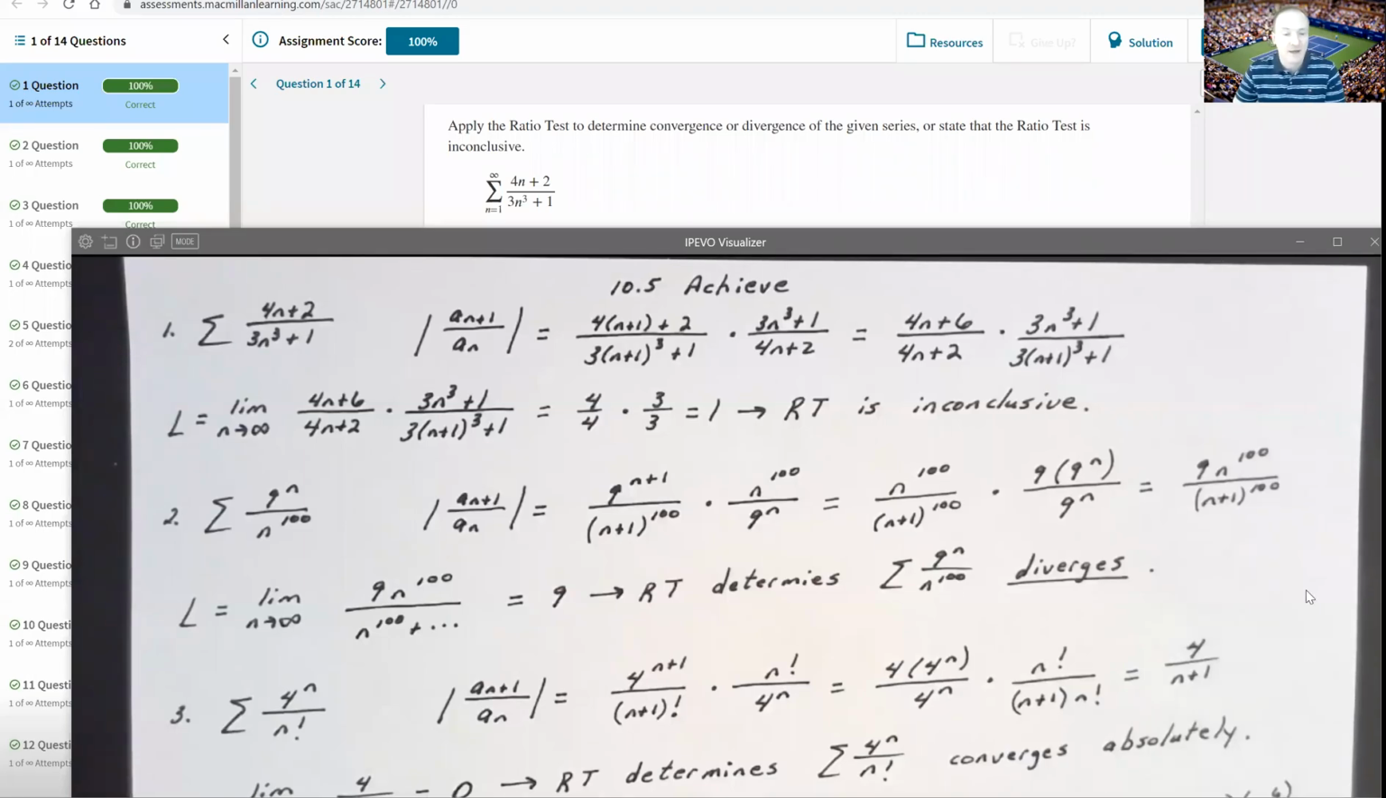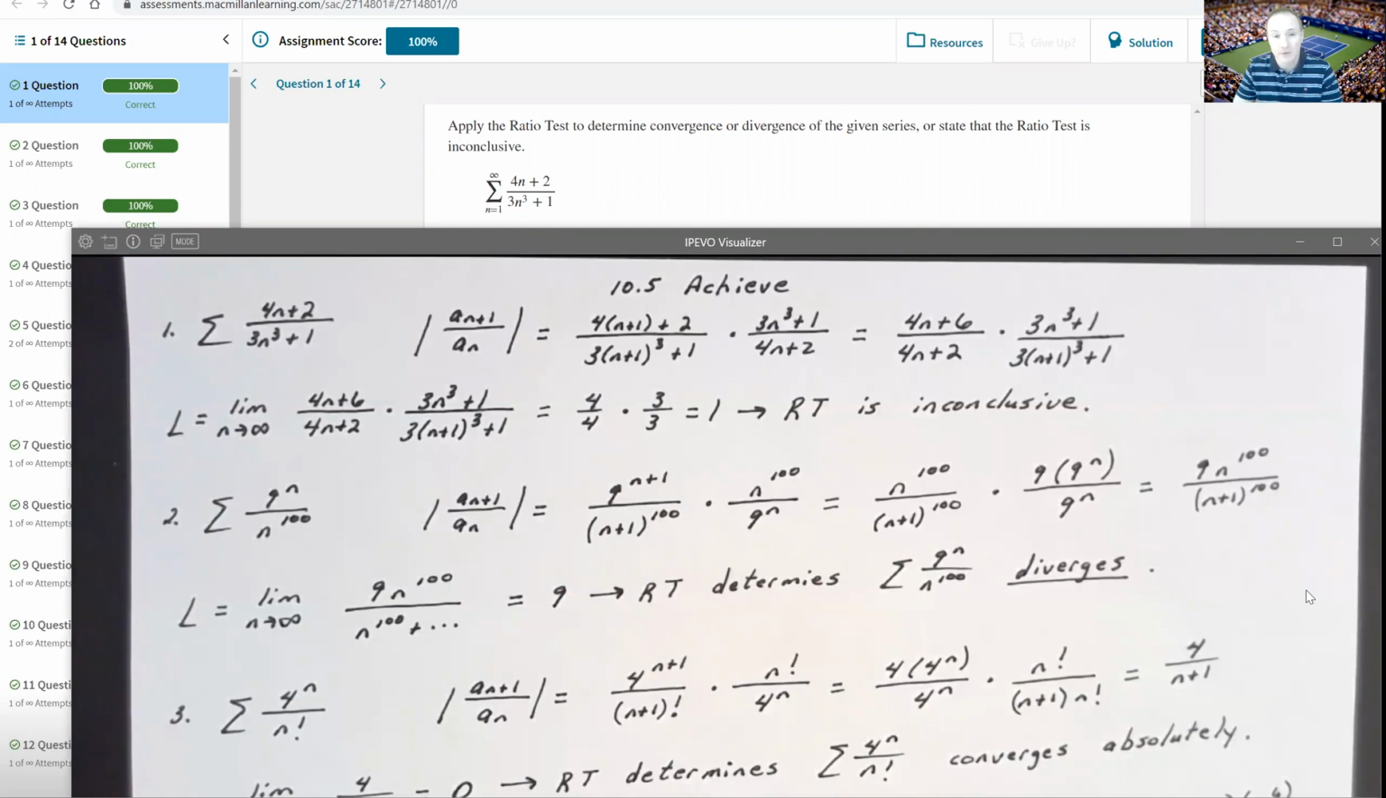Hi, everybody. We're taking a look at section 10.5 on Achieve, and the primary topic in this section is the ratio test. There's also the much less important root test on the occasional problem. But let's go ahead and get started here with the first question.